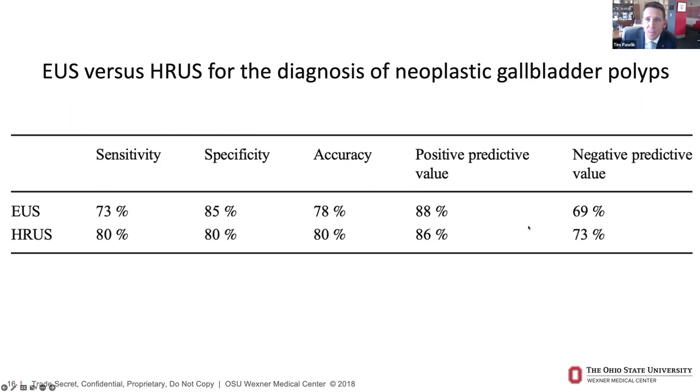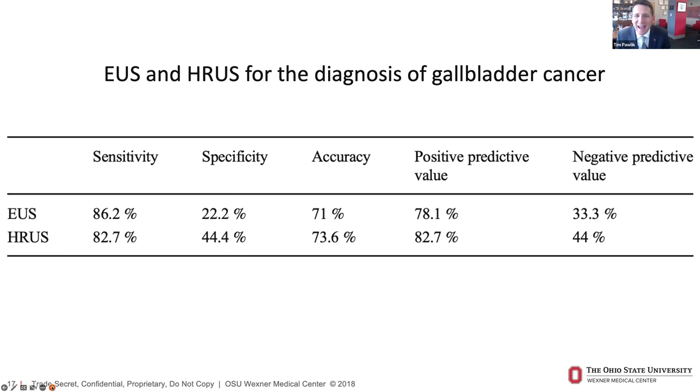So there does not seem to be any added value in adding EUS to high resolution ultrasound in the diagnosis of gallbladder polyps. And similarly, if you're trying to rule out a gallbladder cancer, again, there does not seem to be any real difference between endoscopic ultrasound and high resolution ultrasound. So that's why we typically use high resolution ultrasound and do not pursue an EUS.